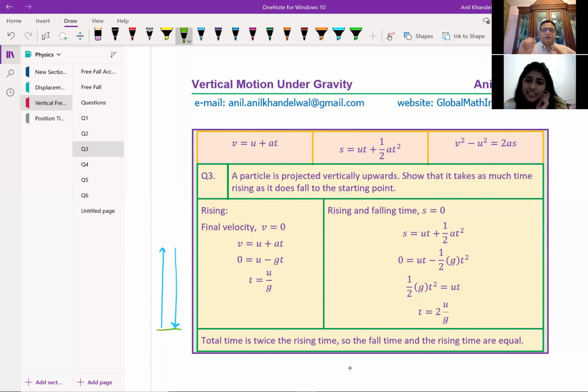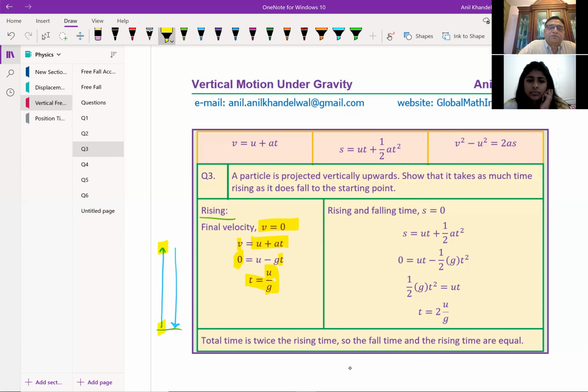So that is very important, and a very simple calculation. Let's talk about the rising time. When we say rising time, that means going up from here to here, correct? The final velocity is zero. So v equals u plus at, with final velocity zero, so the time taken will be the initial velocity over the gravitational acceleration.